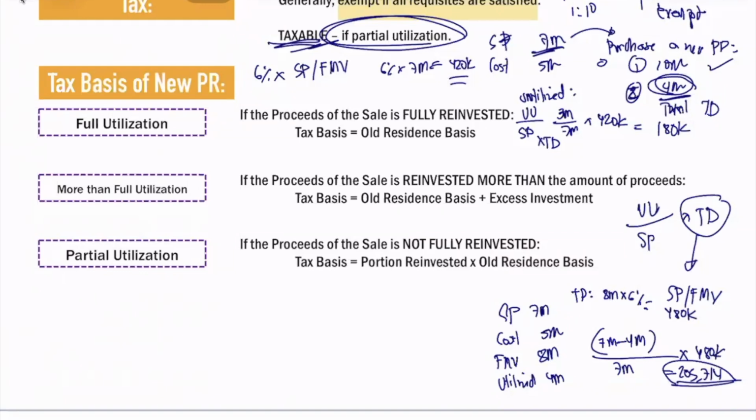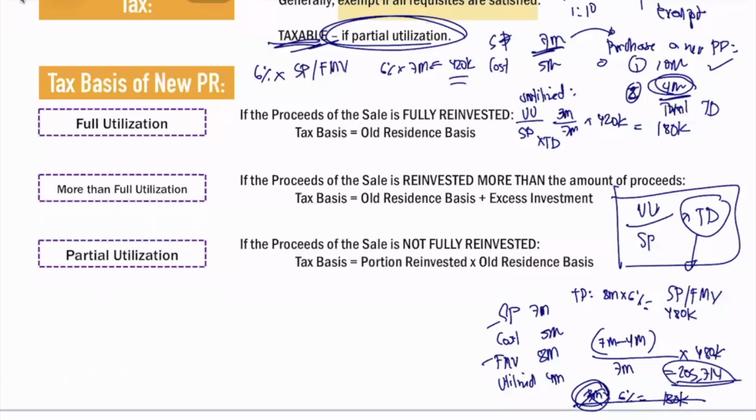Pag dineretso mo siya, pansinin mo, pag 3 million lang times 6%, ang makukuha mo kasi dyan is 180. Mali ka na. Kasi hindi lagi ang tax base ay yung selling price. Ang tax base mo ay the higher between selling price or fair market value. Kaya pagka partial utilization siya, huwag niyong kalimutan na i-proportion siya based on the selling price multiplied by the tax due.